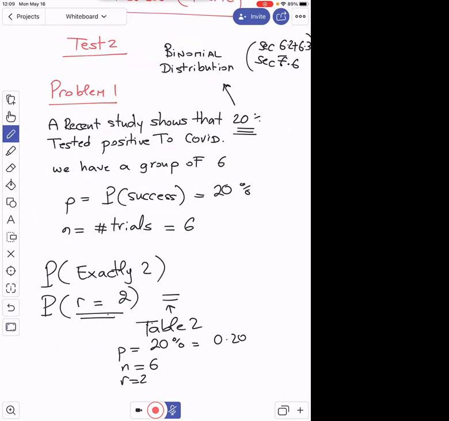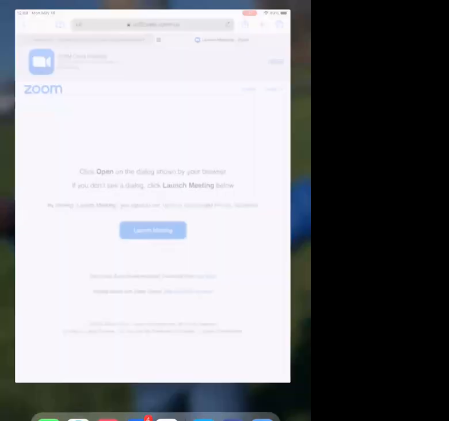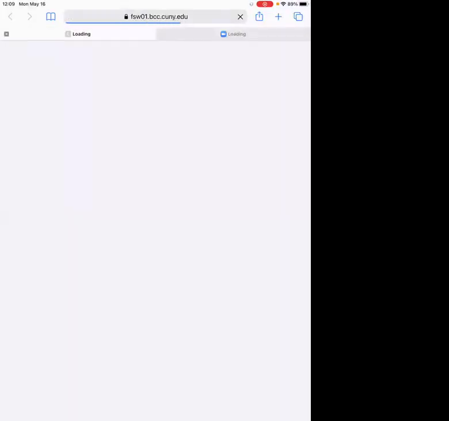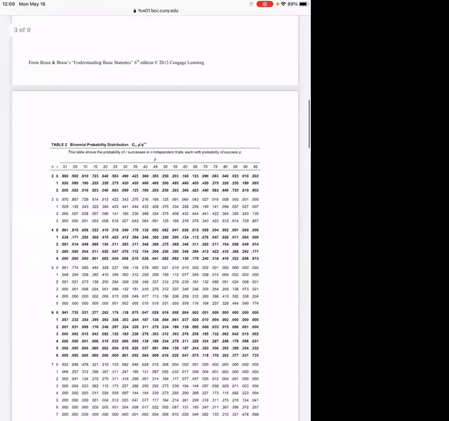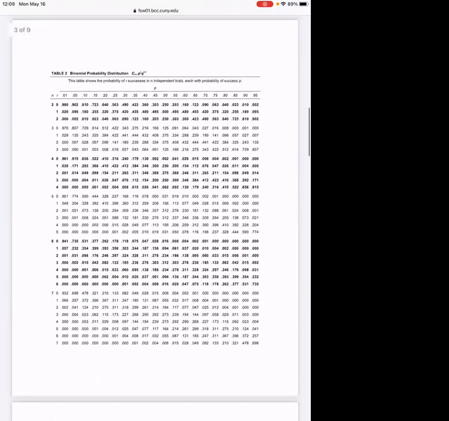So if you go to table number 2, just right here. This is table number 2, right? The first column is your n. In our problem, n is 6 because we have a group of 6 people. So you need to go all the way down to 6. Next to 6, in the next column, is your r, and it goes from 0 to 6. So you need r to be 2. And then your probability of success p is 20%.